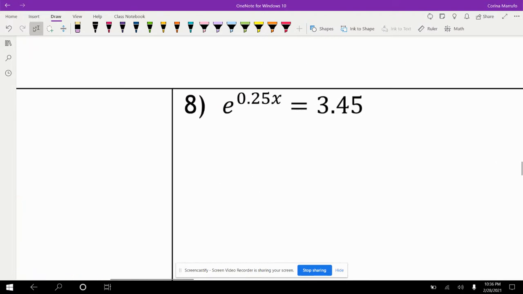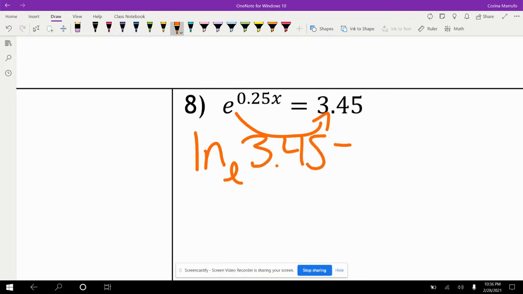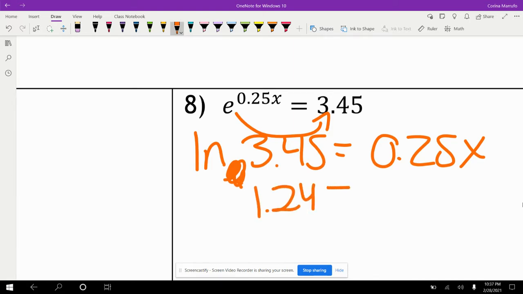Okay, this one's e. Now remember with e, we have to use a natural log. So we're going to write this as ln base e of 3.45 equals 0.25x. Remember when you put this in your calculator, you do not need to put the e, it's understood. So you just put ln of 3.45, enter. That gives me 1.24 equals 0.25x.